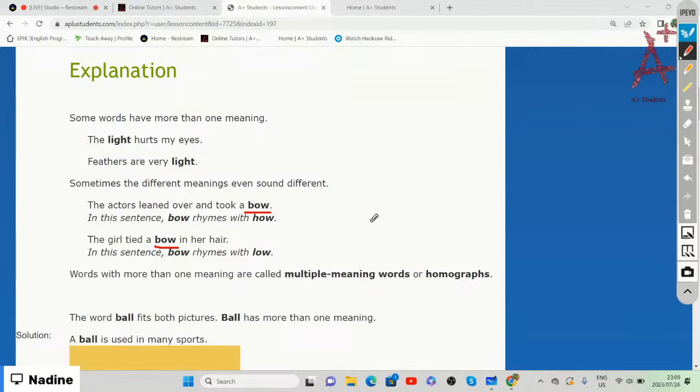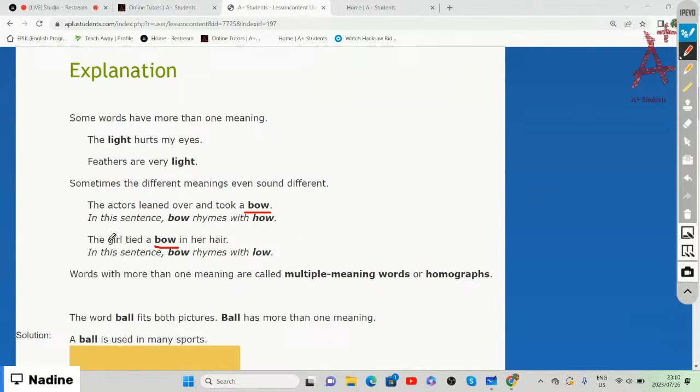And that is why we call it multiple meaning words, right? It's either where the words are spelled the same, sound the same, but the meanings are different, or where the words are spelled the same but sound different, however, the meanings are different.